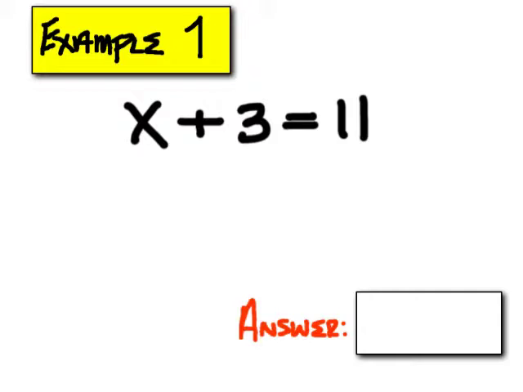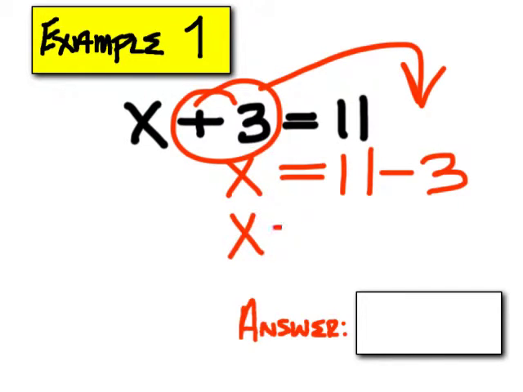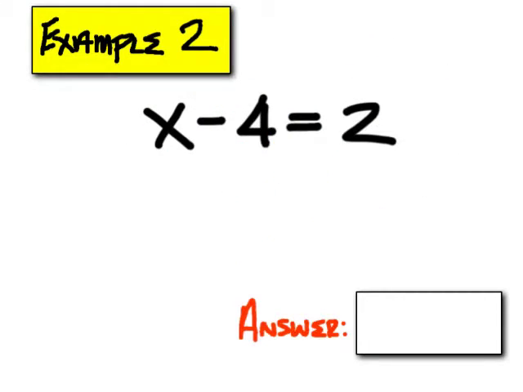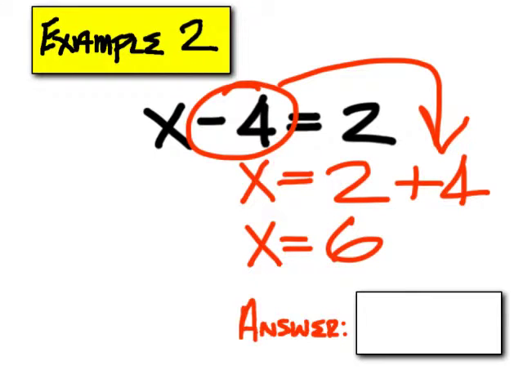Example number 1. Keep your x where it's at and move what is with it by addition or subtraction to the right side. And do the opposite. Instead of plus 3, it becomes minus 3. Therefore, your answer is 8. Example number 2, again, keep the x where it's at and move this to the right side. Instead of minus 4, it becomes plus 4. Answer is 6.